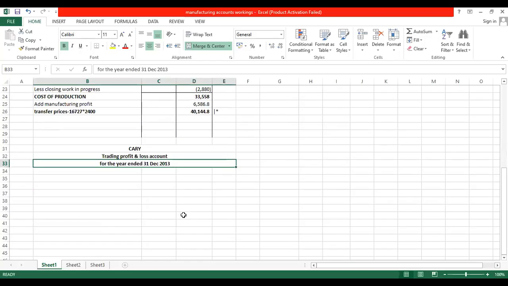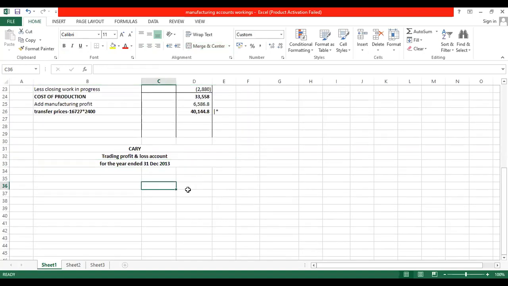Good. So can we proceed to the trading profit and loss account and see whether we'll be able to complete it? We proceed to the trading profit and loss account and see whether we'll be able to complete. Let me share this. We are here, right? This is right where we are.